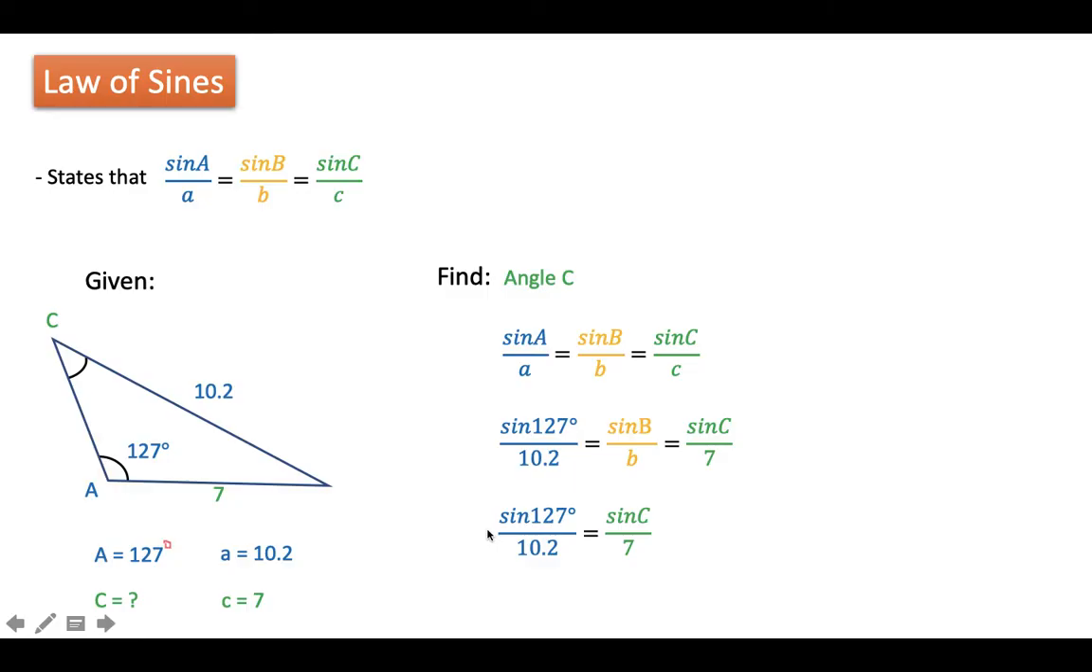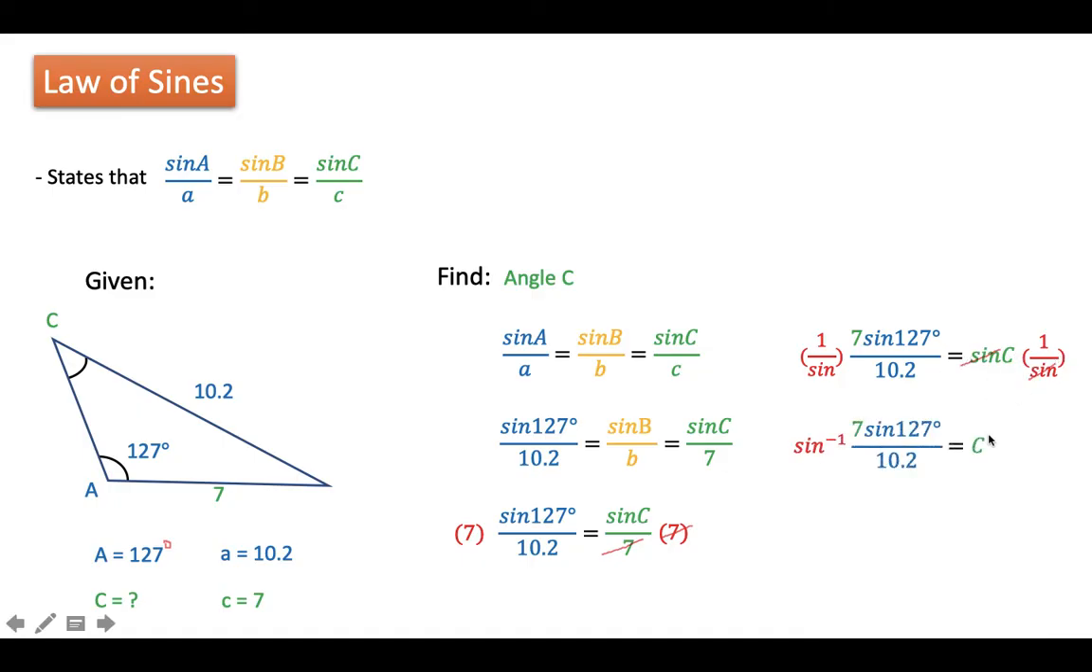Now, to solve the equation, we will multiply each side of the equation by 7 so that this 7 will be eliminated here and we are left with 7 times sine 127 degrees over 10.2. Then on the right side, we are left with sine C. So to finally isolate C, we take the inverse sine. We know that this can be written as sine raised to negative 1 power. Then write down 7 times sine 127 degrees over 10.2.